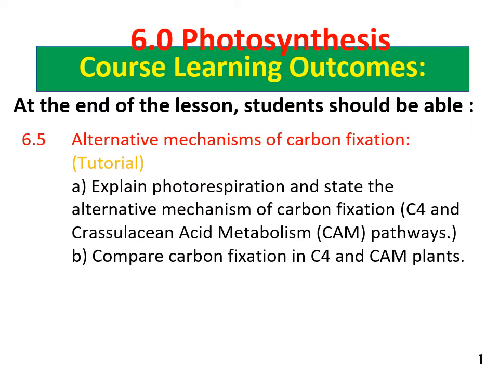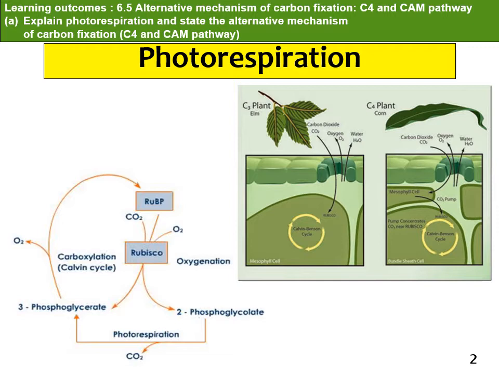At the end of the lesson, students should be able to explain photorespiration and state the alternative mechanisms of carbon fixation, including C4 and CAM pathways, and compare carbon fixation in C4 and CAM plants. Photorespiration is a metabolic pathway that consumes oxygen and ATP, and it will release carbon dioxide and decrease photosynthesis output.